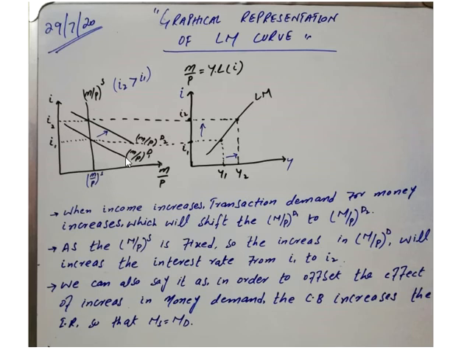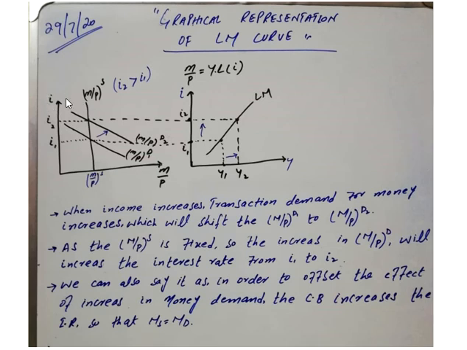And money demand is negatively related to the interest rate and positively related to income. M over P is showing money demand. Money demand is a function of income and interest rate. Money demand is positively related with income and negatively related with interest rate. So whenever the interest rate increases, money demand decreases. When the interest rate decreases, money demand increases. So the money demand curve will have a negative slope.